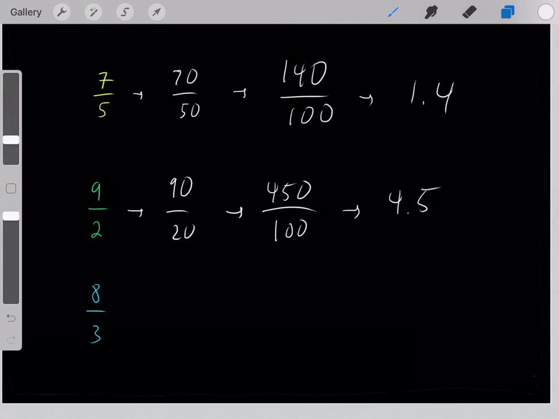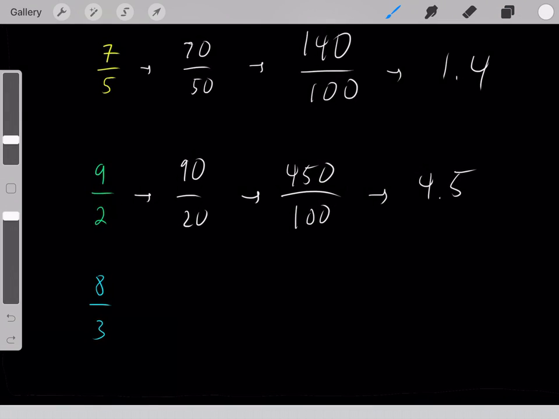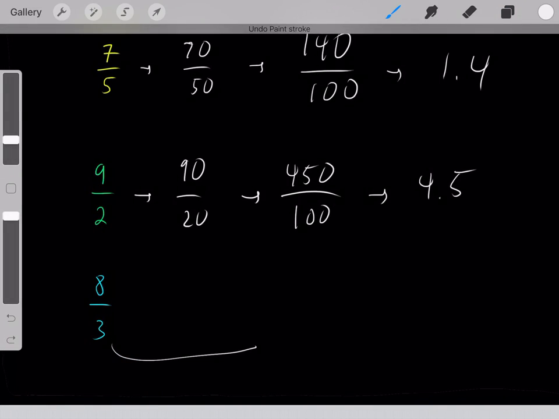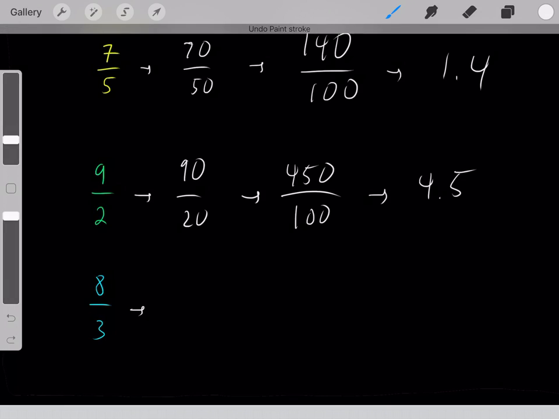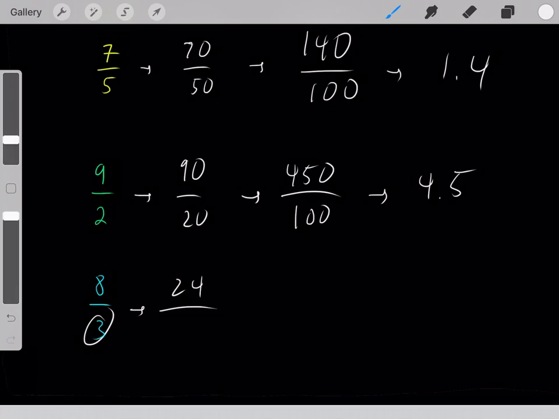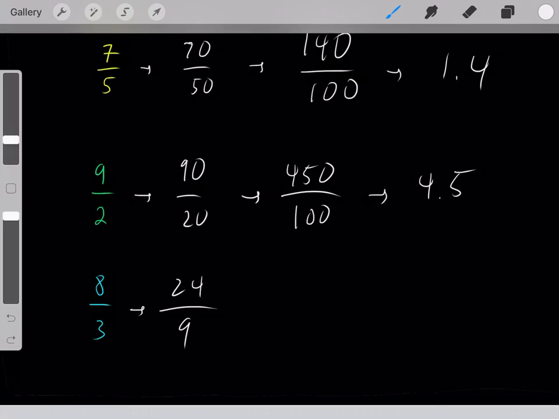But sometimes it's a little harder. What if we have 8 divided by 3? We know if we can make this bottom 10 or 100 or 1,000, then we can simply take the top and just cancel out those magnitudes. But in this example, it might be a little harder. For example, we can multiply the top and bottom by 3. So 8 times 3 is 24, 3 times 3 is 9. So we're close to 10, but not quite at 10.